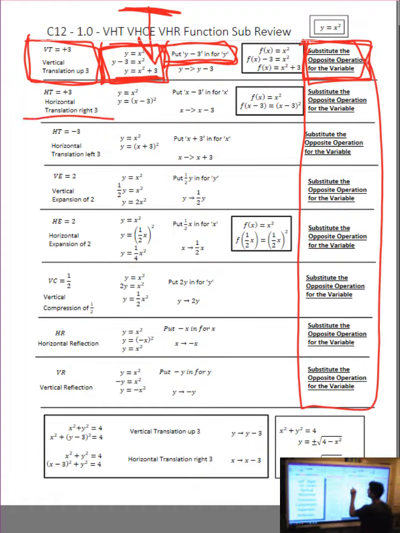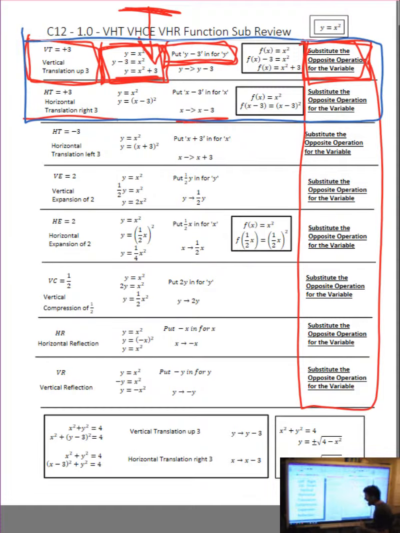So if I want to do a horizontal translation right 3, I simply just put x minus 3 in for x. Then, if I want to go up 3, I just put y minus 3 in for y. And if I want to add 3 to the x values and go right 3, I just put x minus 3 in for x. Therefore, anytime I want to either add 3 to the y values or add 3 to the x values, I either simply put y minus 3 in for y to make it go up 3, or I put x minus 3 in for x to make it go right 3.